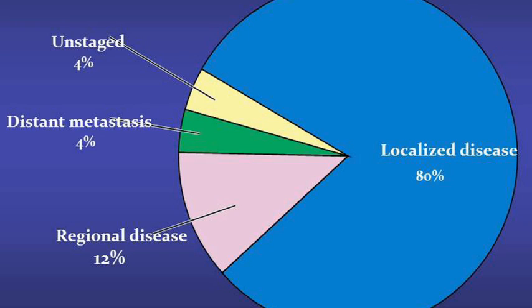So regional disease is relatively uncommon, where they present with a lesion on their hand, and they also have some lymph nodes under the arm that has drained the primary site and has metastatic melanoma within it. It's very uncommon to present with advanced melanoma. That means it's already spread far and near.